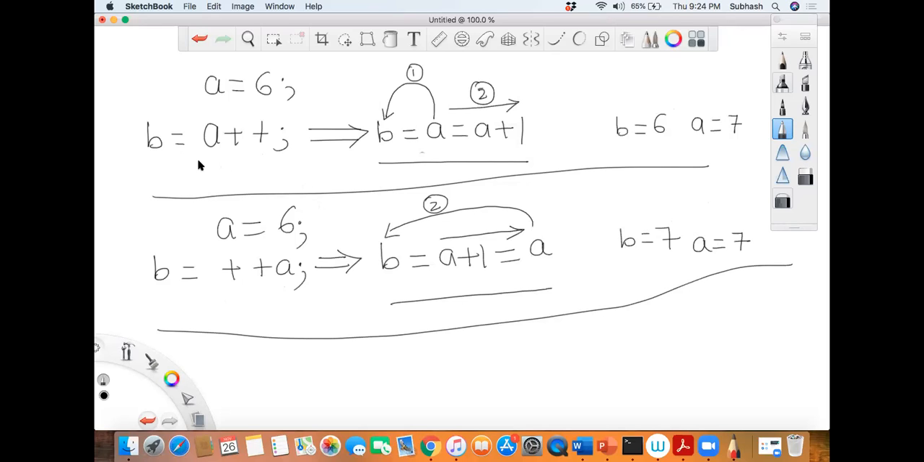So the same thing happens with a minus minus and minus minus b. Okay, sorry, minus minus a. Increment and decrement by 1. Is that okay, guys? Yes or no? Right. Okay.